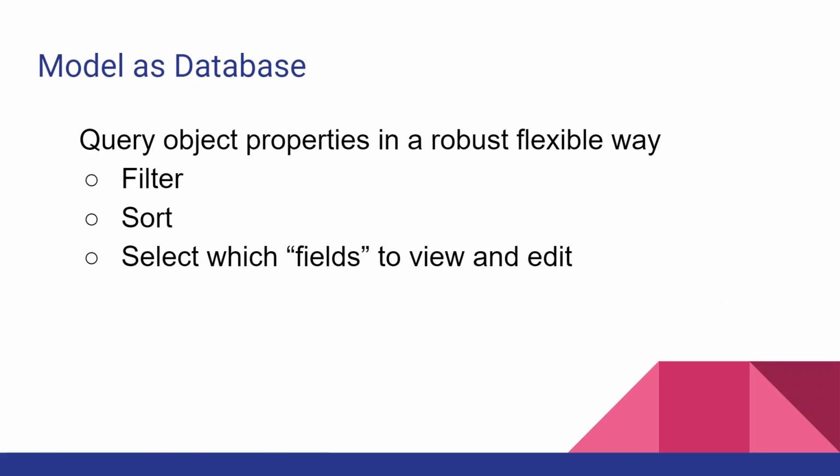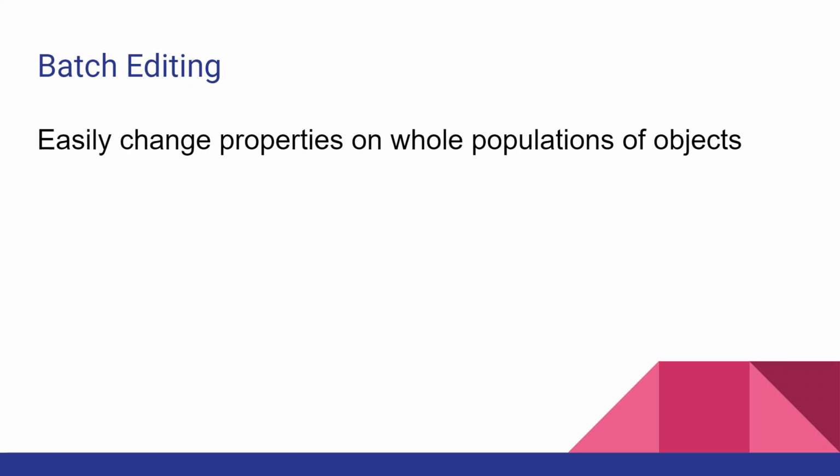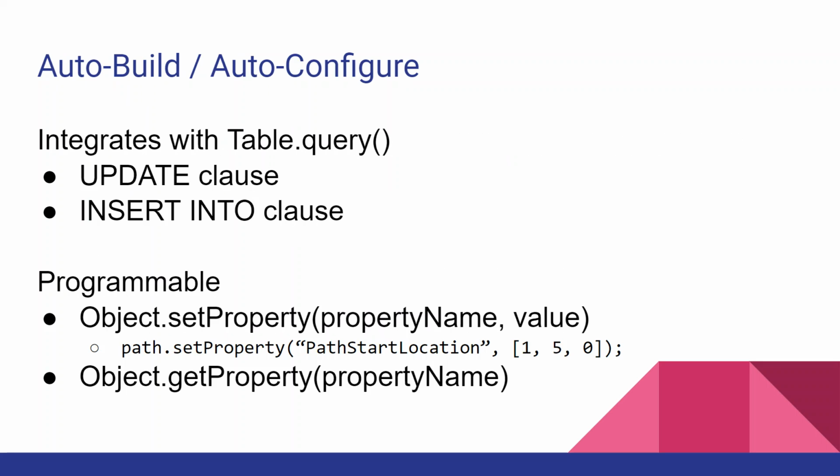The way property tables view your model is as if all of the objects in your model are a database table, and you can query that table, you can filter the table, you can sort the table. Each field represents a property on an object, and you can filter and sort by those fields, but also view each of those fields like a database table. It allows for batch editing, so you can easily view and change properties on whole populations of objects. And also it introduces some new capabilities for auto build and auto configure.